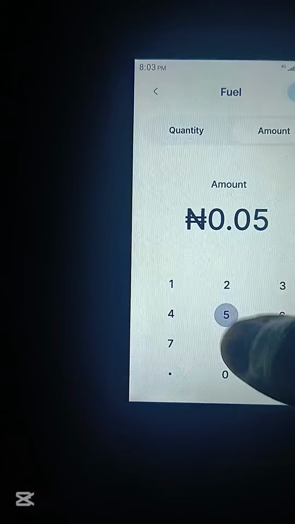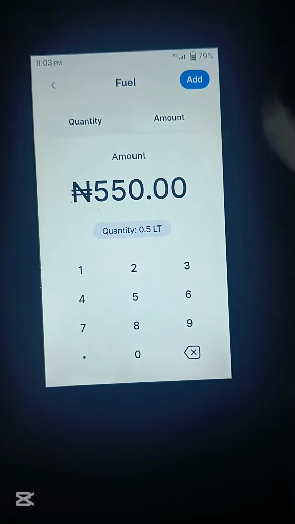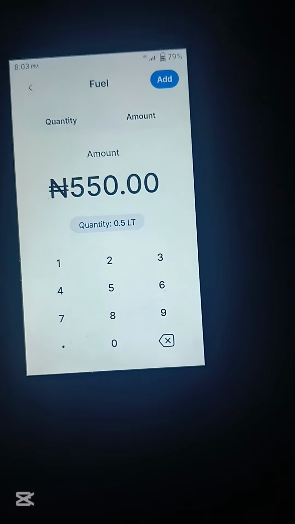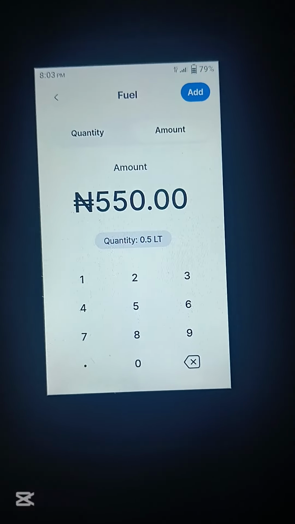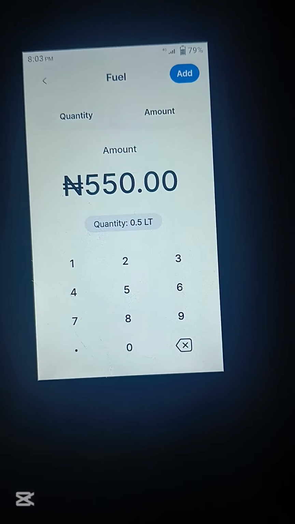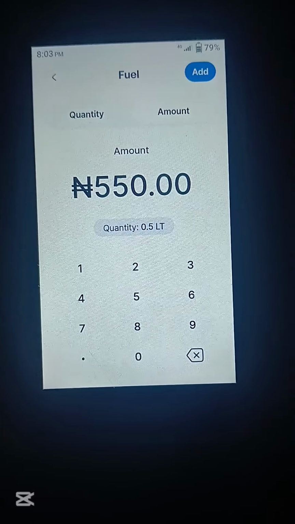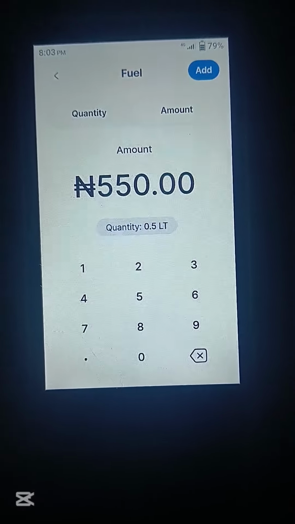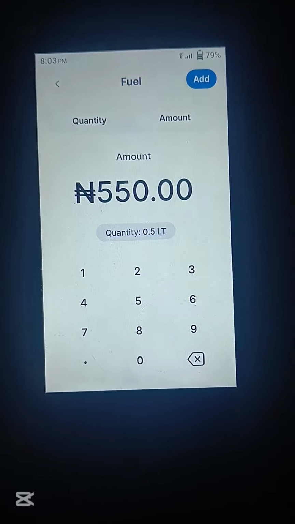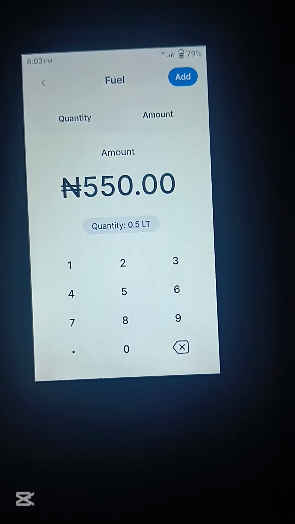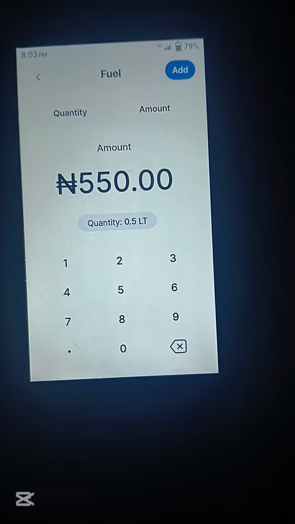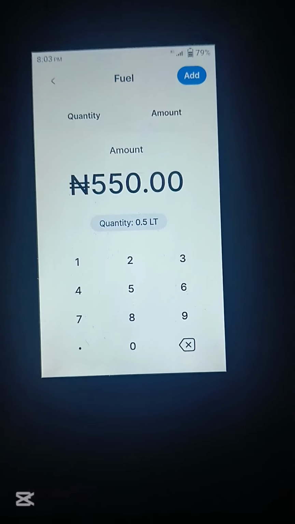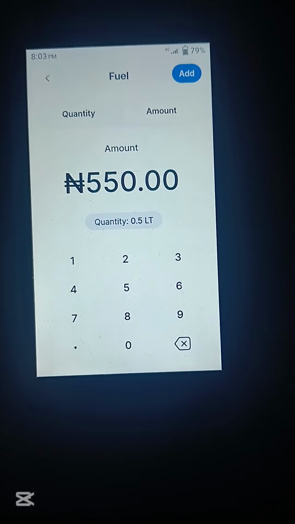Let's check it to 5,500. So fuel of 5,500 becomes 0.5. Because we put it under 0.0, that is why it's only giving us the first decimal point. If we had made it 0.000, it would be able to give us the remaining decimal points. So you need to make sure you choose it correctly. The best one is 0.00, so that it will give you other decimal points.